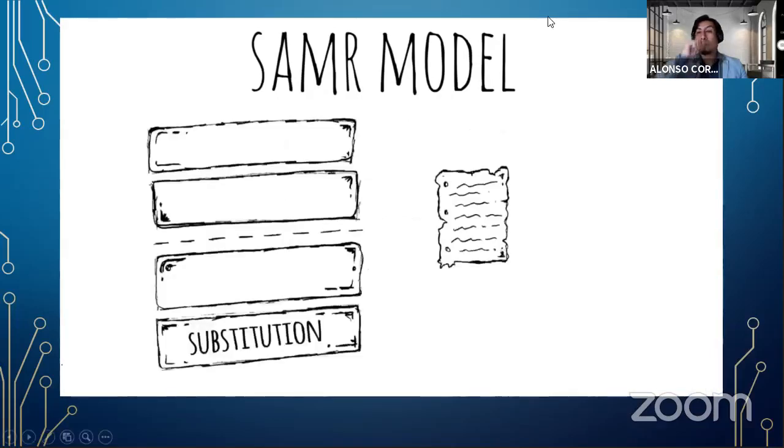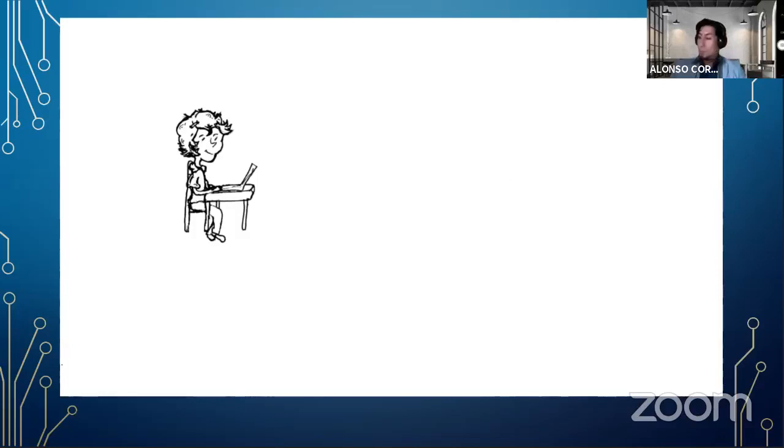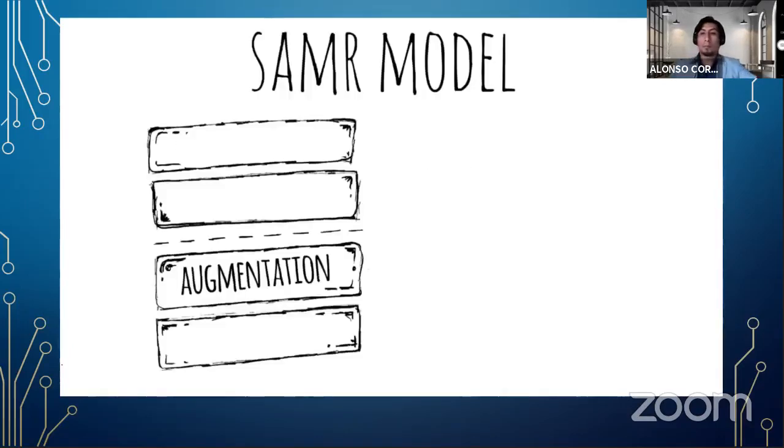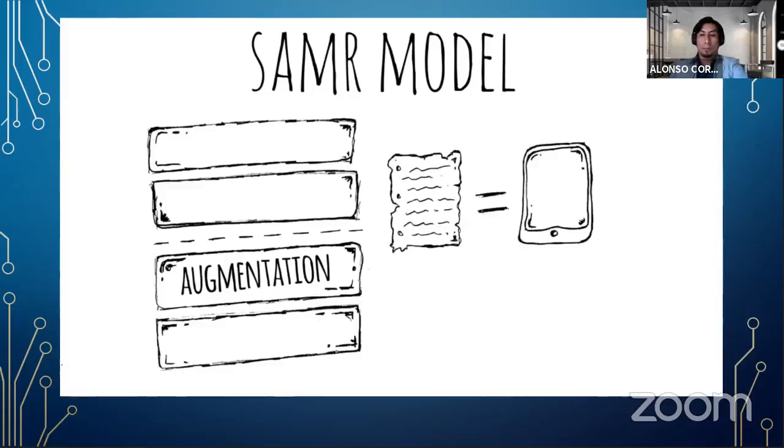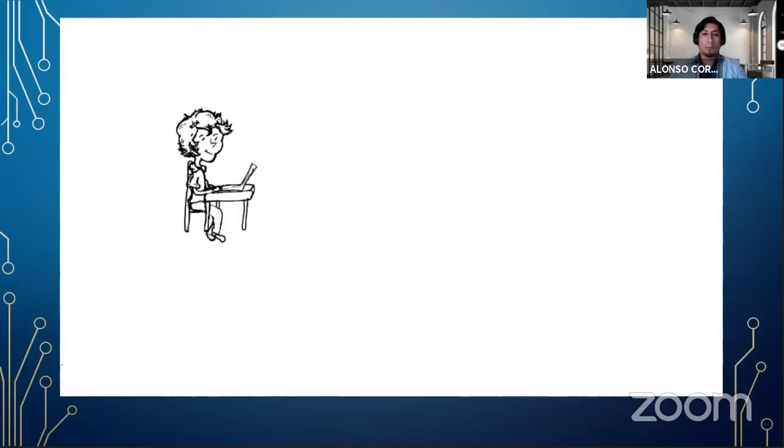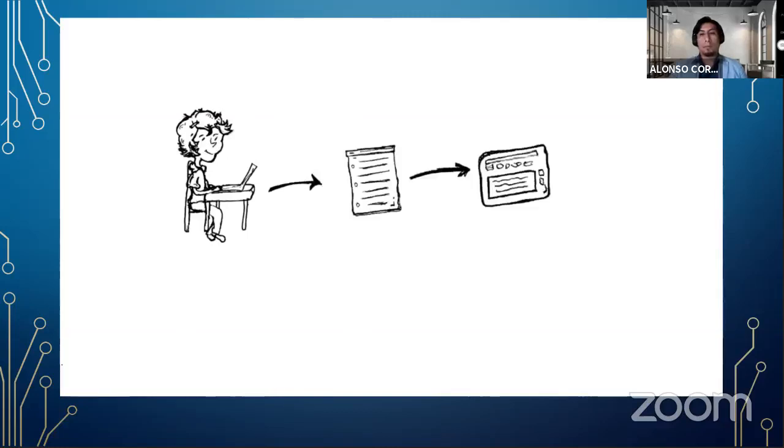With substitution, the technology acts as a direct substitute with no significant change. So a student typing an essay on a computer is merely swapping out paper for a laptop. With augmentation, the technology acts as a substitution with some functional improvement. So that same essay is now done on a Google document with the ability to have classmates leave comments on one another's work.